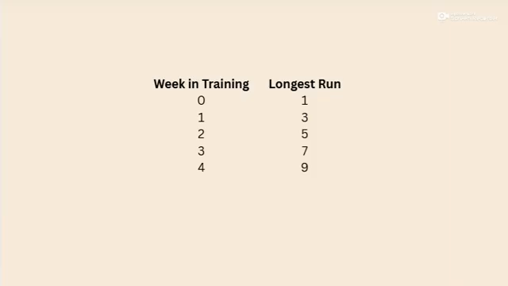When Mohammed started training, he could run 1 mile. His goal is to increase his mileage by 2 miles each week. The table shows his longest run in miles with respect to the training week. Which graph models the sequence accurately? And then it gives you some graphs to choose from.